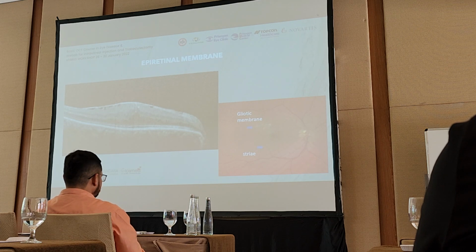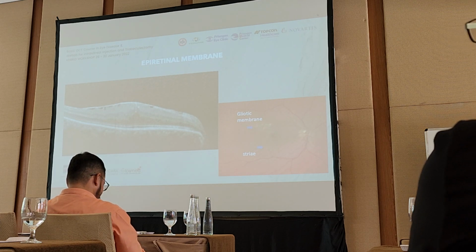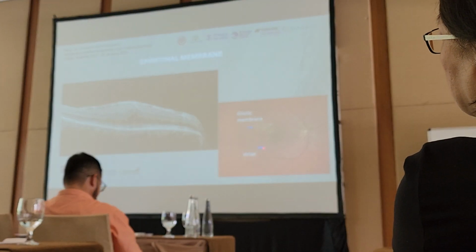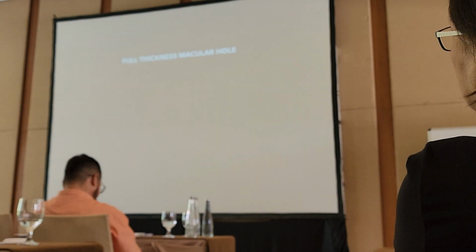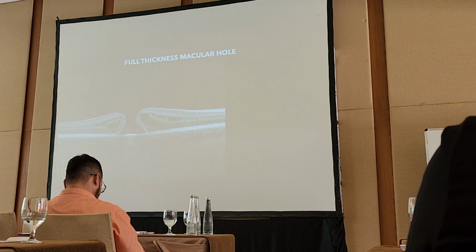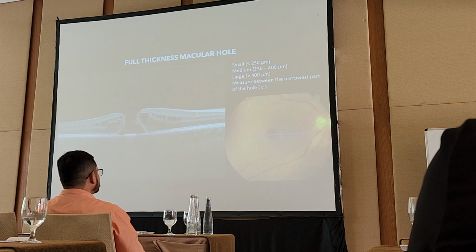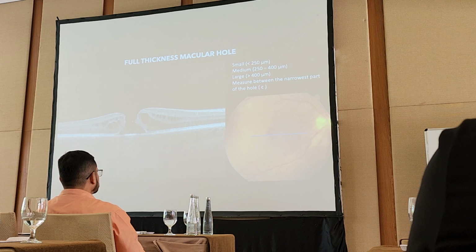Okay. This is lytic membrane, and then you can see the striae over here. So it disrupts the retina. This is a patient with full thickness macular hole, where you can see discontinuation of the retina over here. And yeah, that is the full thickness macular hole.